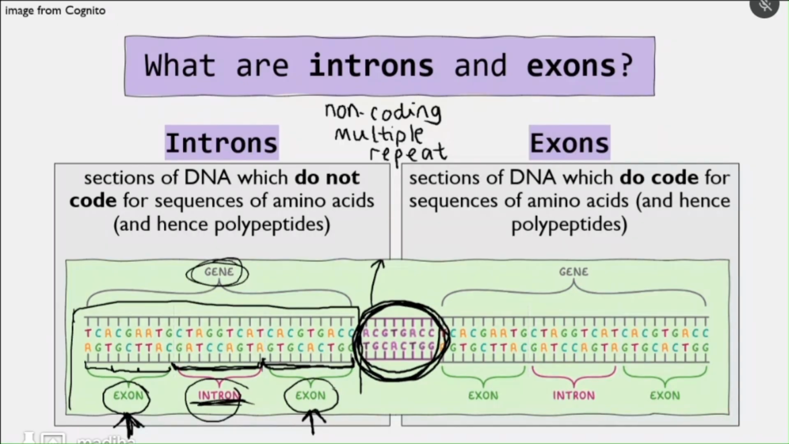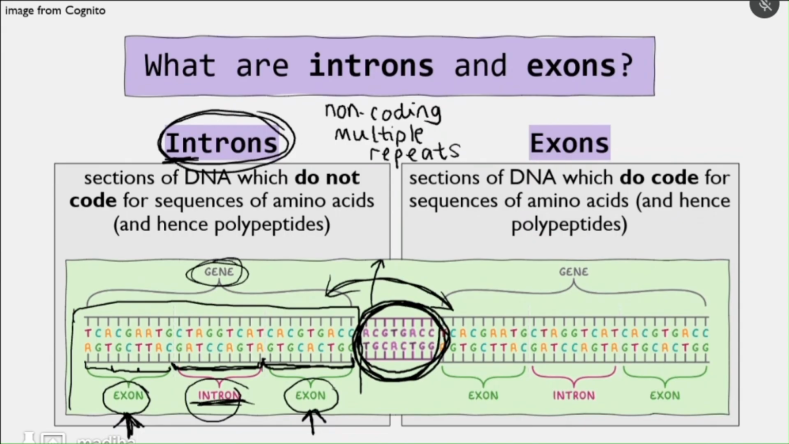So essentially, don't get them confused with introns, because they're both non-coding regions. However, introns are within the genes, and non-coding multiple repeats are in between genes. So between two genes, you've got these non-coding multiple repeats, and they do not code for a sequence of amino acids or a sequence of polypeptides. They do not code for anything. So that's essentially the structure of genes in a whole genome.